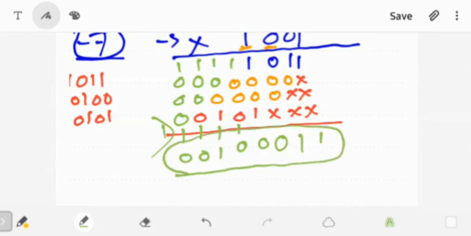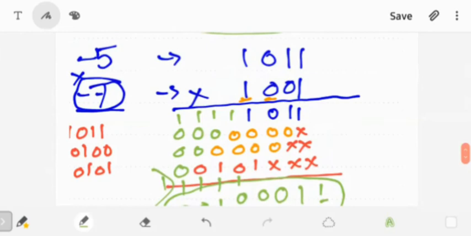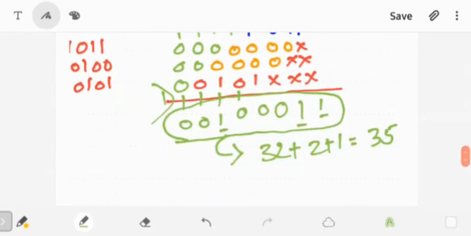This is a signed bit answer. What is its equivalent value? 1 2 4 8 16 32. It's 32 plus 2 plus 1, how much? 35. Okay, so minus 5 into minus 7. Got it, right? Is it clear to all of you?